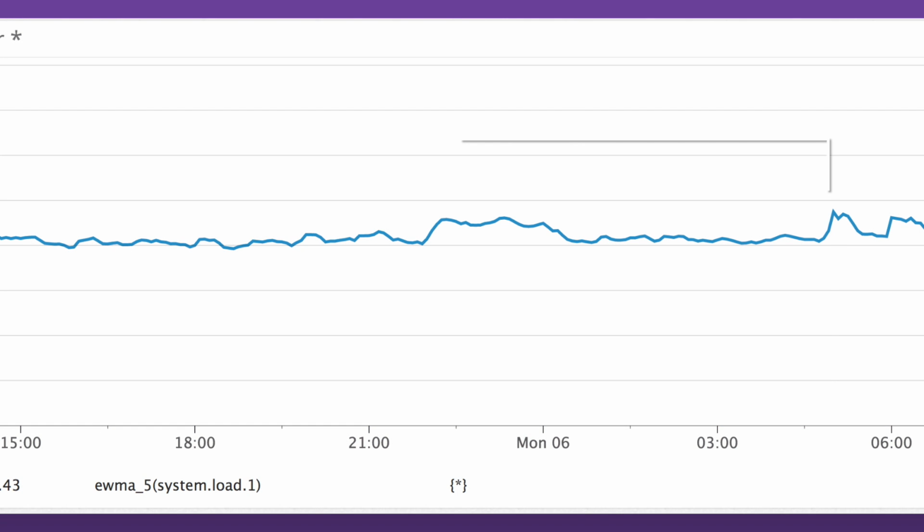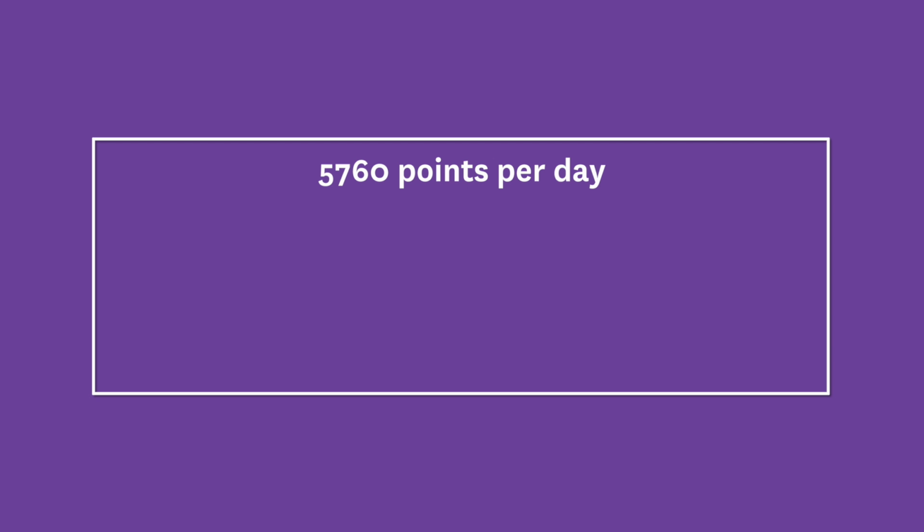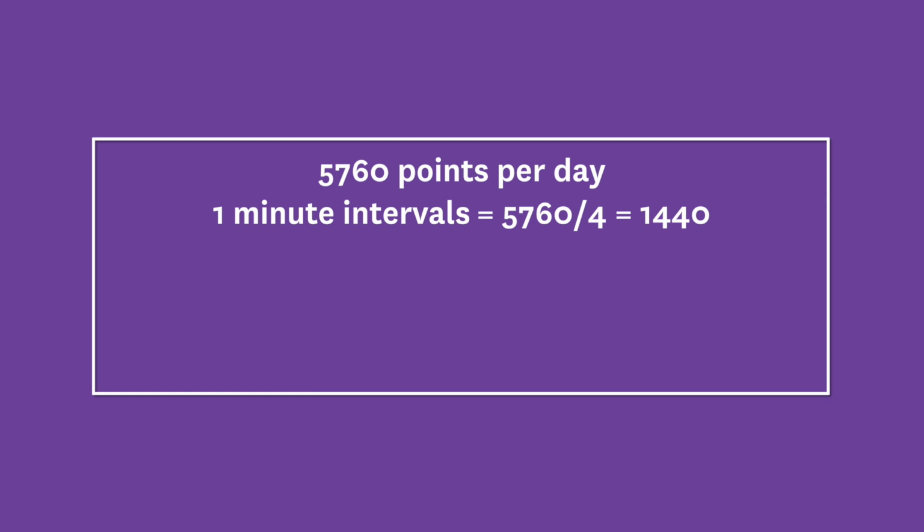For this example, we have a graph showing one day of data. Ideally, we want to have about 200 to 300 points showing, and it's easier for us as humans to grasp if the bins of data are nice round numbers. There are about 5,760 points in the day for one machine. If we divide that by 4 to see 1-minute intervals, we get 1,440 points. That's still too many to fit on the graph.